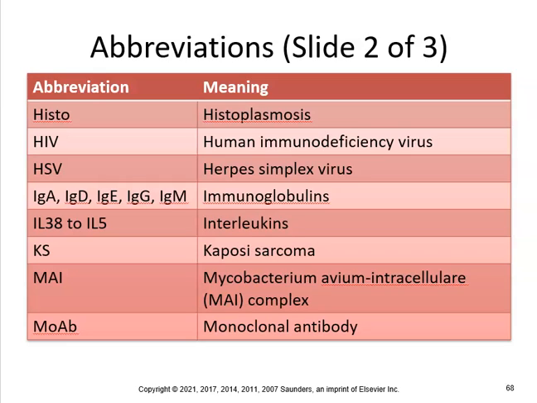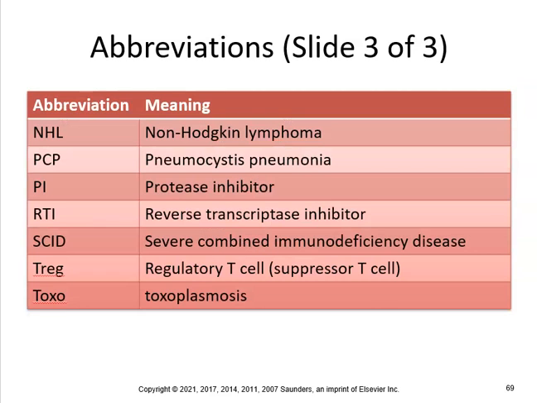Make sure you know that. HSV is herpes simplex virus. IgA, IgD, IgE, those are immunoglobulins. Make sure you know that. Interleukins. KS means Kaposi sarcoma. MAI is Mycobacterium avium intracellulare. MOAB is a monoclonal antibody. NHL is non-Hodgkin lymphoma. PCP is pneumocystis pneumonia. PI is a protease inhibitor. RTI, reverse transcriptase inhibitor. SCID, severe combined immunodeficiency disease. A Treg is a regulatory T cell, and toxo means toxoplasmosis.